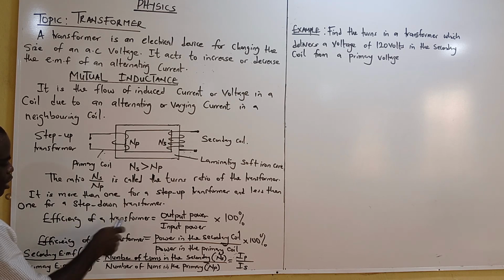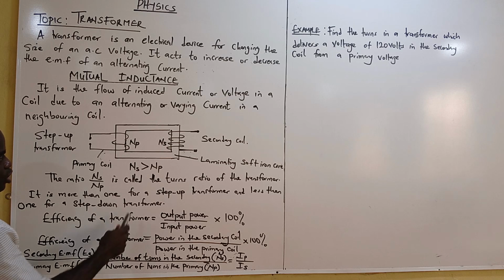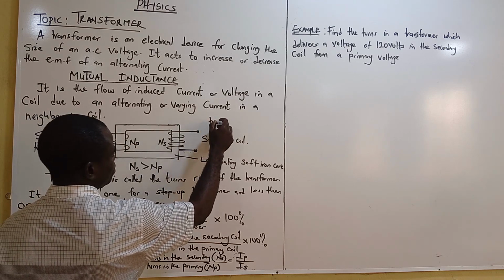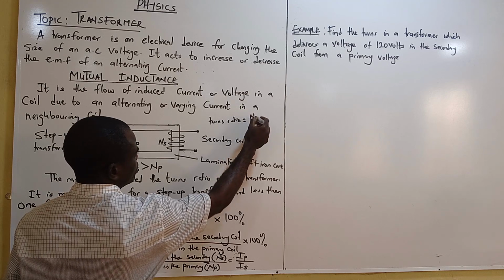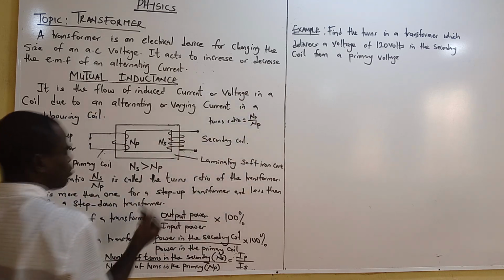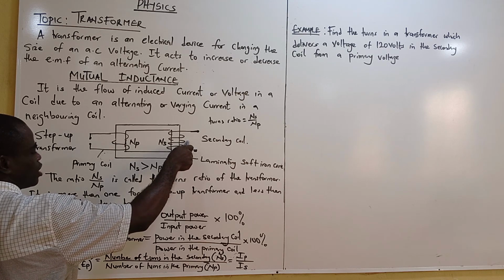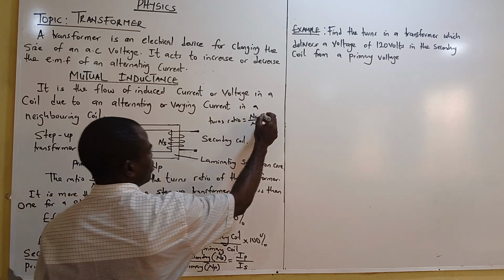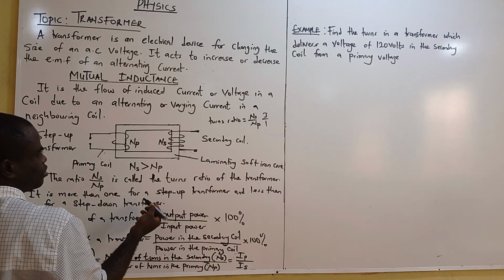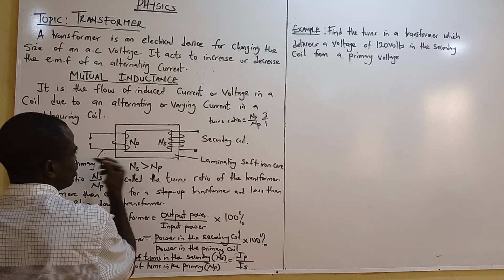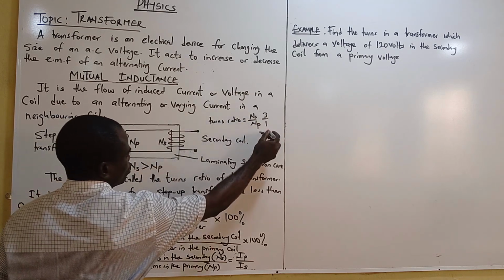What you are seeing is that the formula for the turns ratio of a transformer is always NS over NP. When you have a step up transformer, you have more turns in the secondary. Let me say you have 3 over 1. Can you see that it's more than 1? That is a step up transformer, 3 over 1, which equals 3.